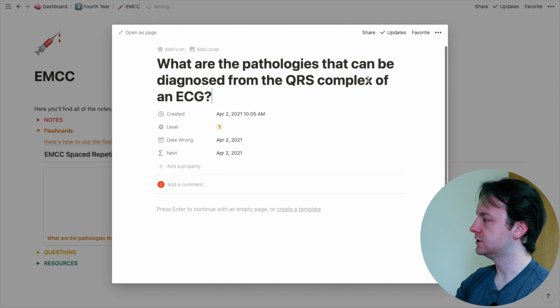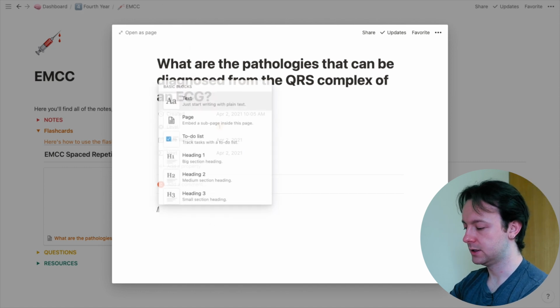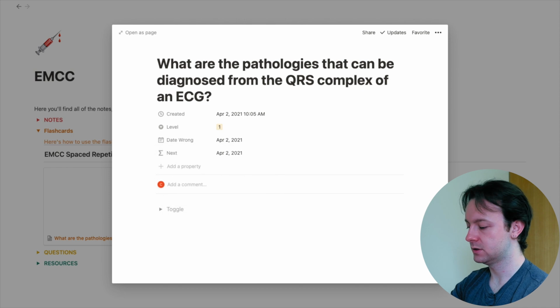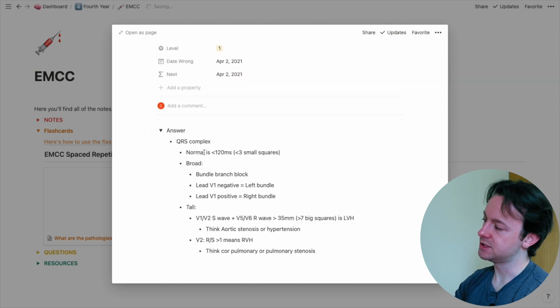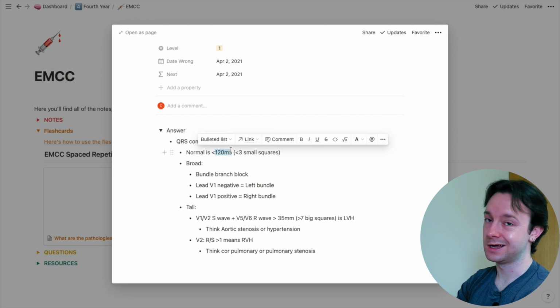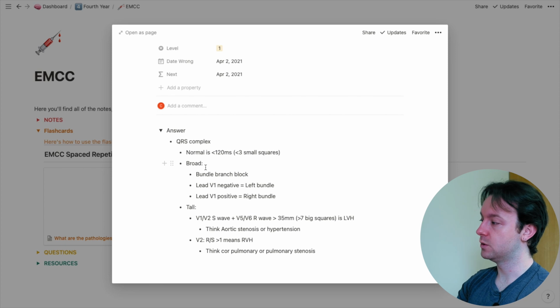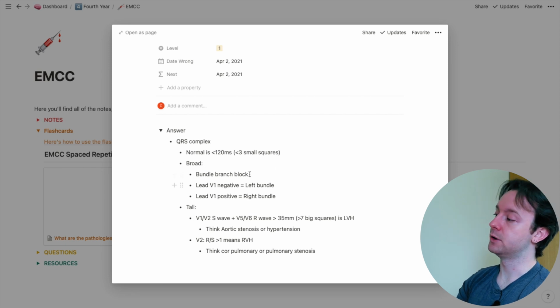So what are the pathologies that can be diagnosed from the QRS complex of an ECG? We're going to put in a little toggle here, which is going to have our answer. I am going to leave all this information in because it's important to know what is normal. Normal is a QRS complex that lasts less than 120 milliseconds. Now, if you have a broad QRS complex, that can mean that you have a bundle branch block.